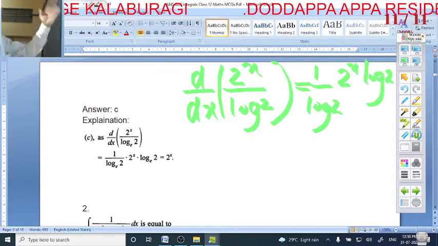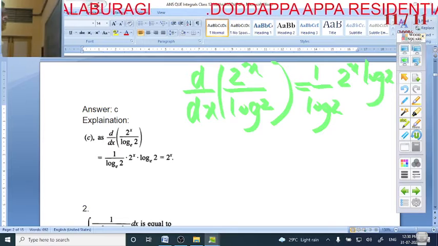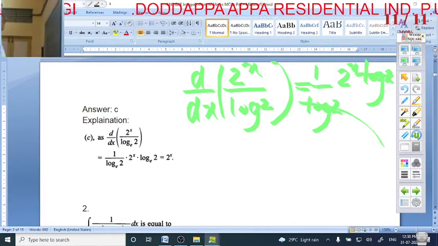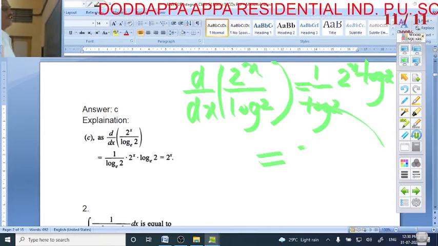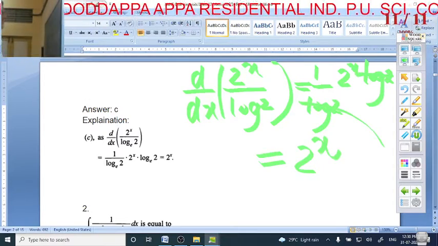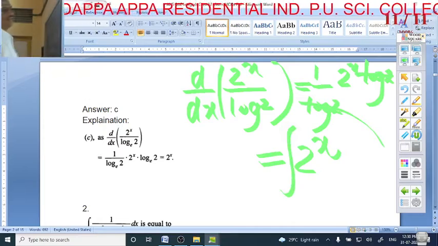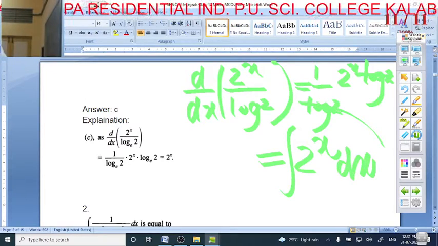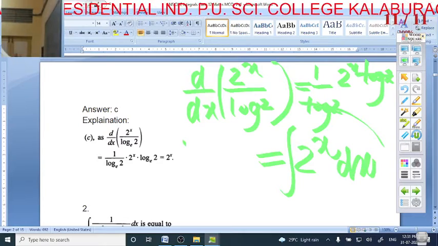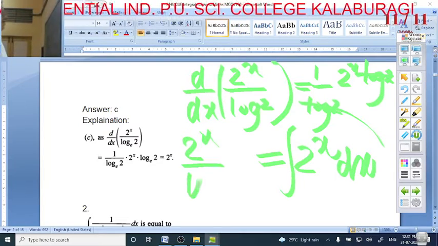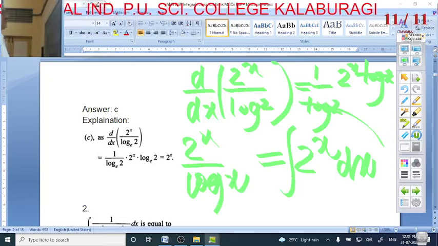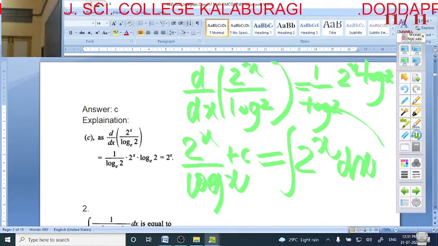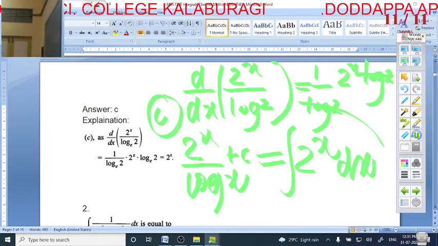Here we are differentiating this function, so the log 2 gets cancelled. It remains 2^x. Therefore, in other words, integration of 2^x dx is equal to 2^x divided by log 2 plus c. So the third option, C, is the correct one.